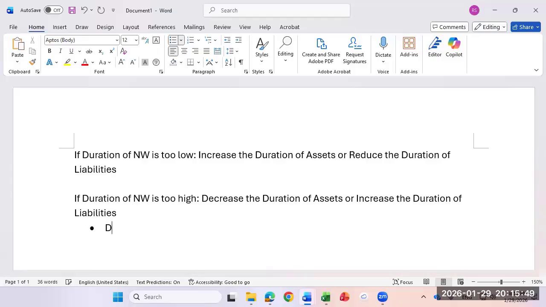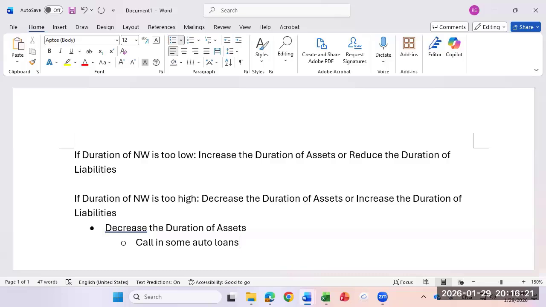Decrease the duration of assets. How would you do that? Well, you could call in some auto loans, right? You could say, hey, we got some 5-year auto loans in there. We need them. Let's call them up and say, hey, you know what? Our CFO messed up. The duration of net worth is too high. Can you pay off your 6-year auto loan today? I know you have 6 more years, but can you just pay us $30,000 today? How would that go over?